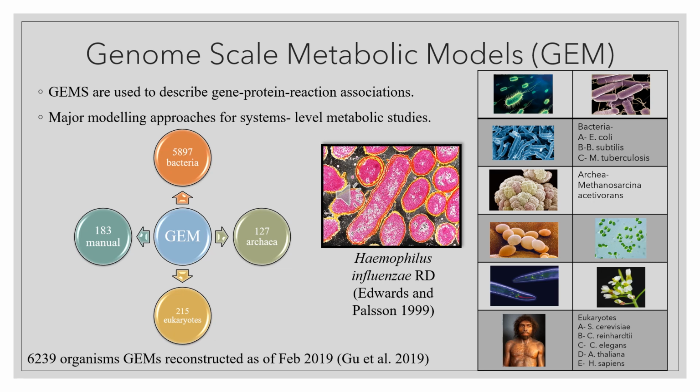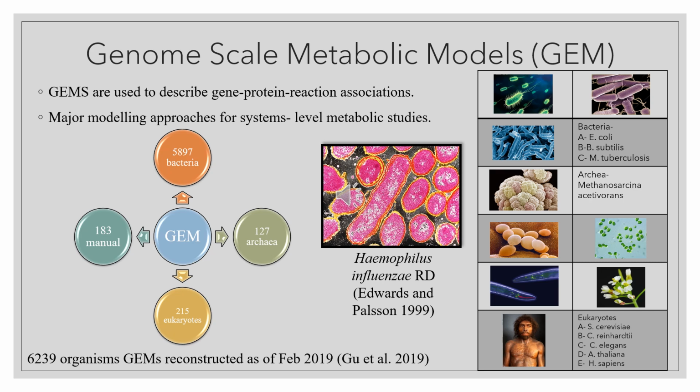The first genome-scale metabolic model was done for Haemophilus influenzae Rd and was reported by Edwards and Palsson in 1999. As of February 2019, we have almost 6,239 organisms which are either manually reconstructed or reconstructed by using automatic GEM reconstruction tools. A total of 183 organisms out of the 6,239 were subjected to manual GEM reconstruction.